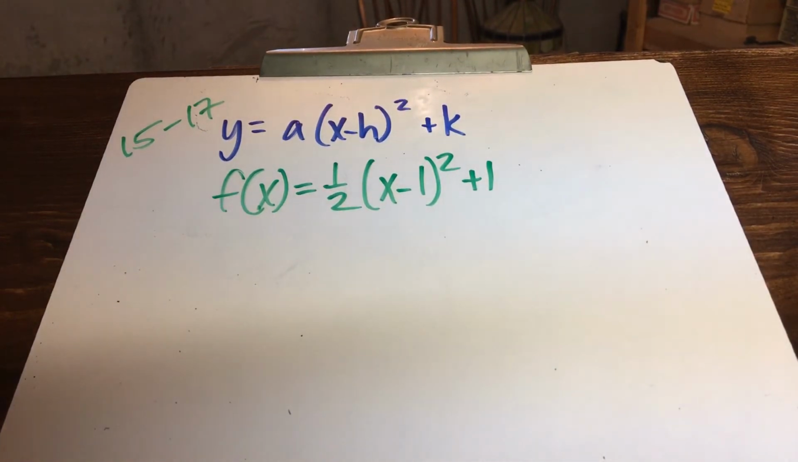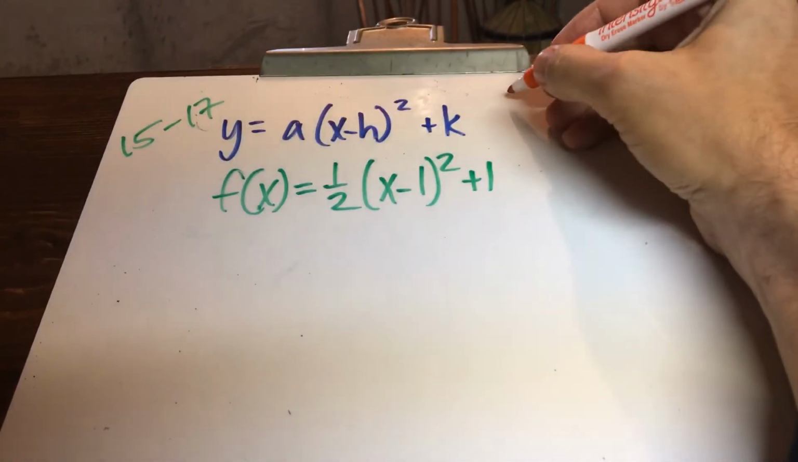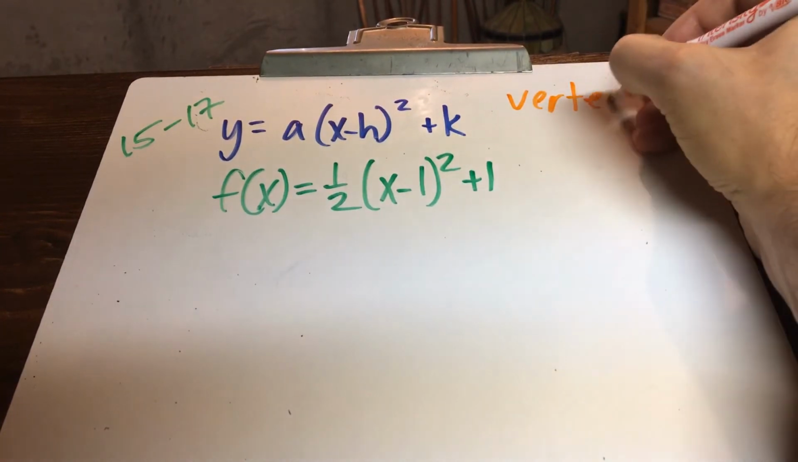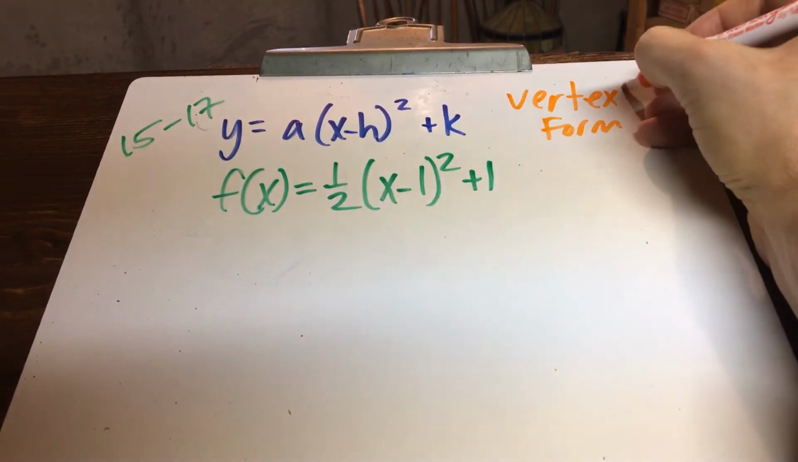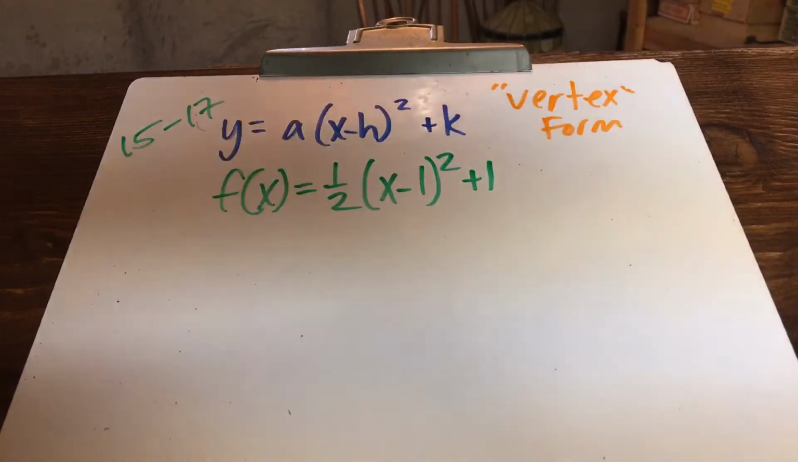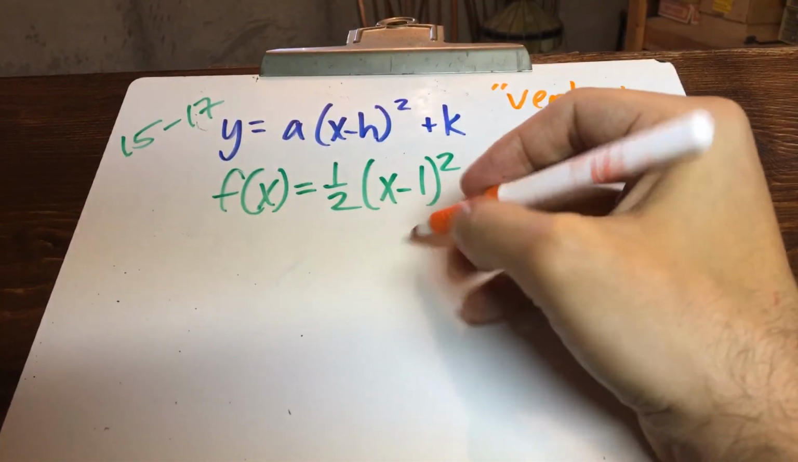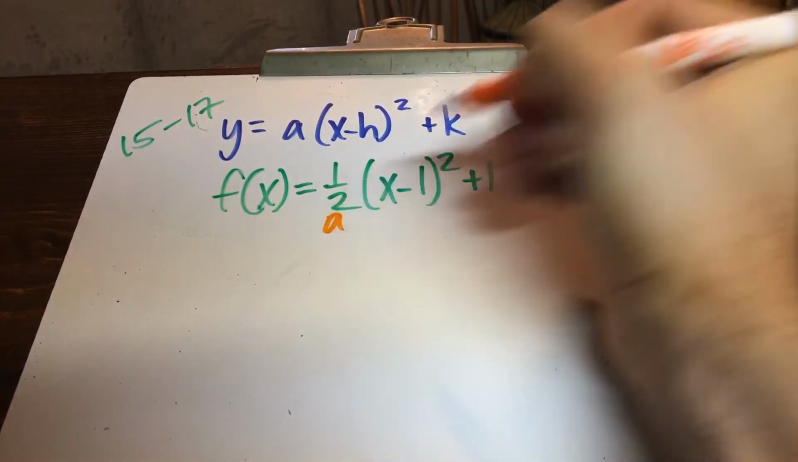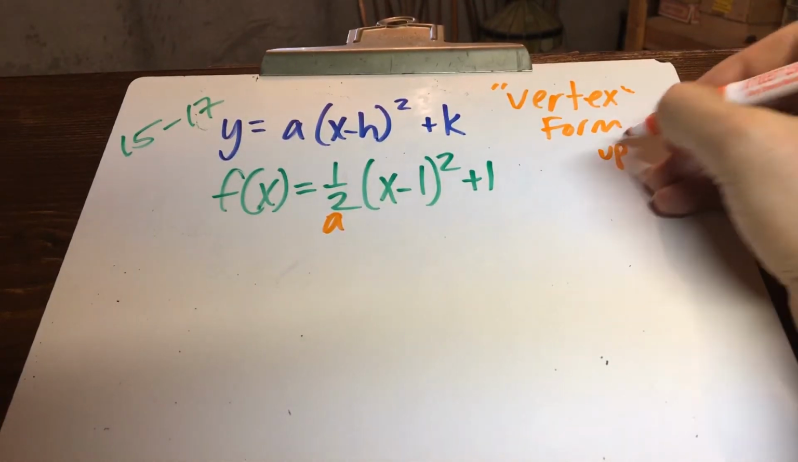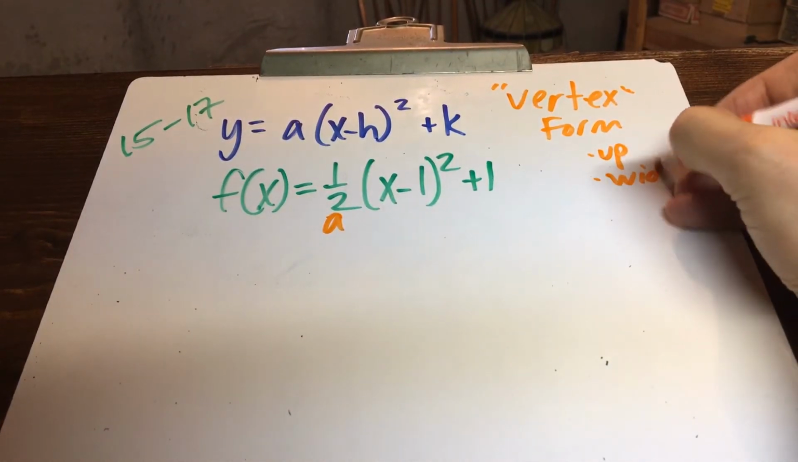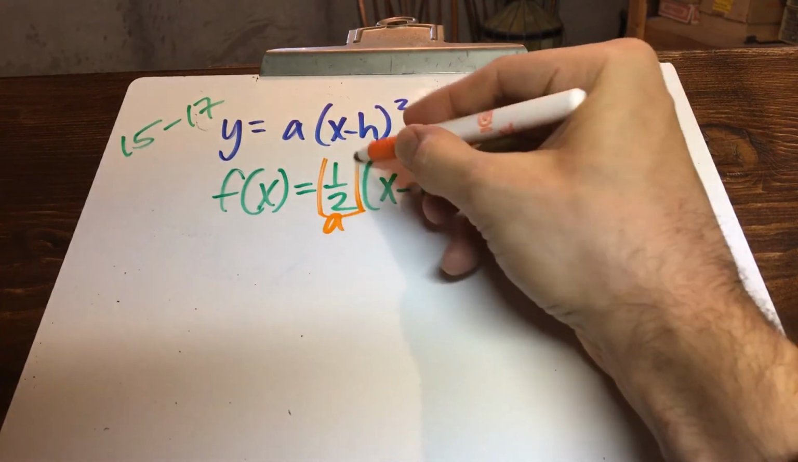Remember how these work. When it's written in this type of format, this is called vertex form, because the h and the k are the vertex. Remember what we're looking at. This is the letter a right here. I know this opens up because the letter a is positive. I know it's kind of wide because my letter a is less than 1. It's a fraction.